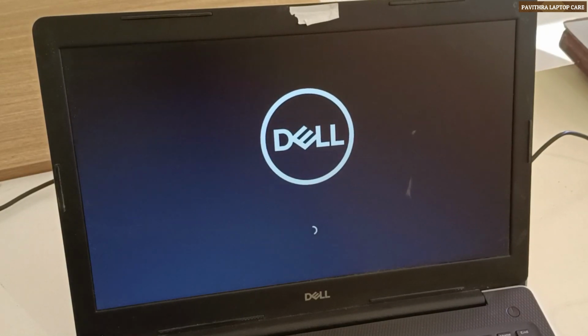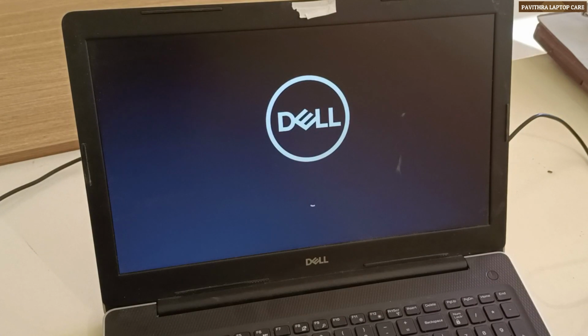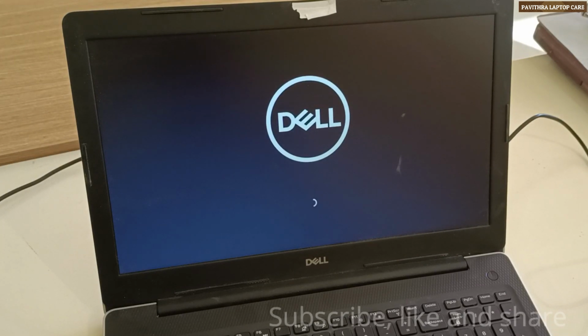See, if you are getting this kind of error, please don't panic and don't fail your original operating system. Please follow the procedure that I am doing. First, I will show you how to take the backup, and after that, how to recover your original operating system. See, it keeps on rotating because it got corrupted.